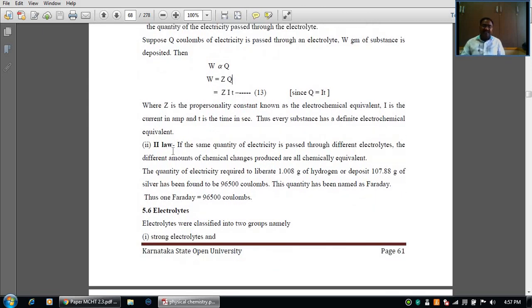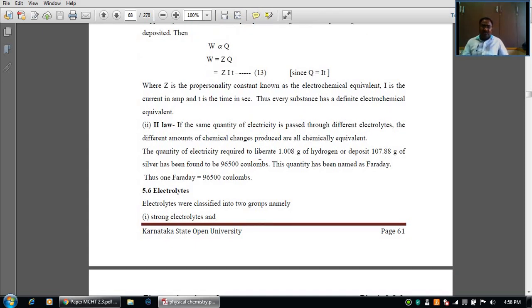In the second law, the same quantity of electricity is considered. Suppose we take different electrolyte solutions, either copper sulfate or zinc sulfate solution, and pass the same amount of electricity. The different amounts of chemical change produced are all chemically equivalent. Simply, the equivalent weight of copper is 59 and zinc is 60. When the same amount of electricity is passed, 59 gram of zinc ions are deposited on the zinc electrode. When the same amount of electricity is passed through copper ions, 60 gram of copper ions are deposited on the copper electrode. That means it is chemically equivalent.